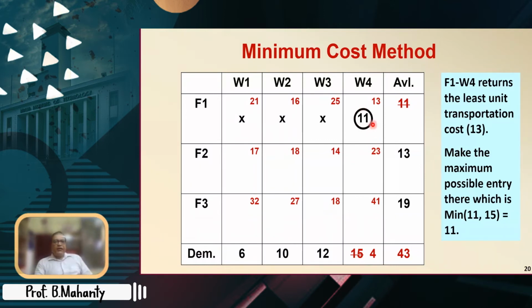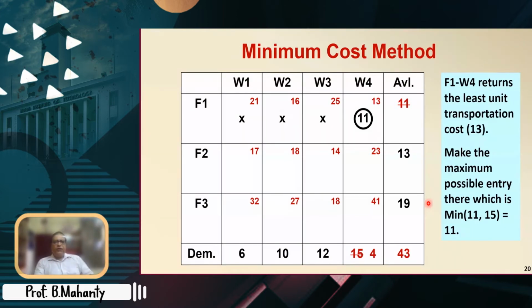So as we make an entry of 11, then we cross out the row because the row is filled up, but the column is not filled up, and 4 units are remaining. So this first step is very clear to all of you. Have you understood the first step? So now you tell me what should be the next cell where we should make some entry?